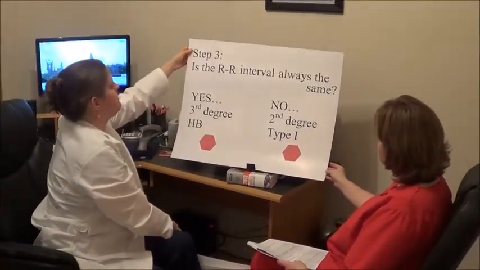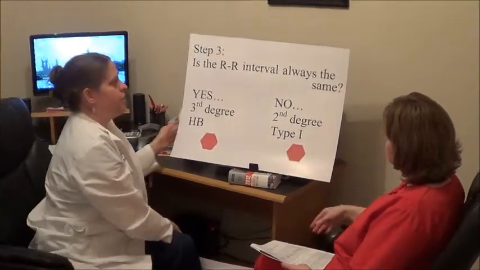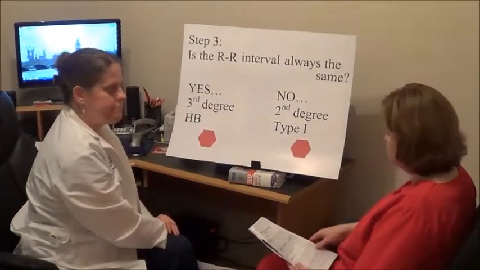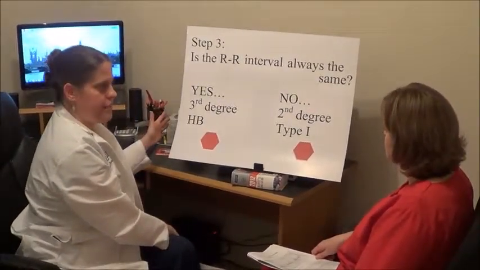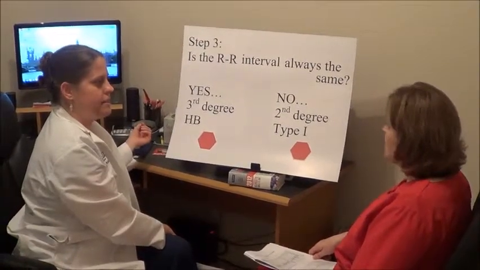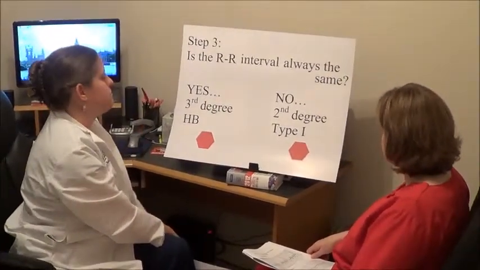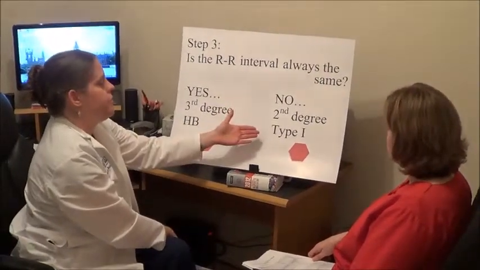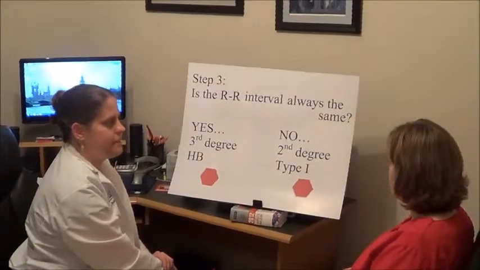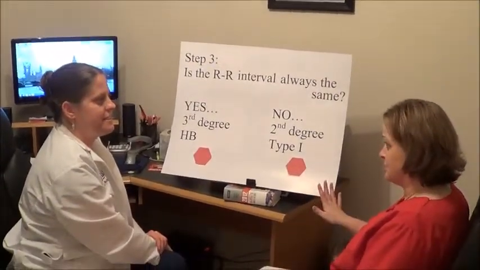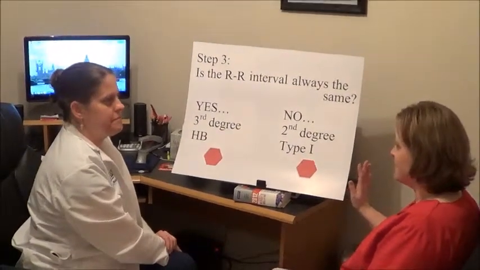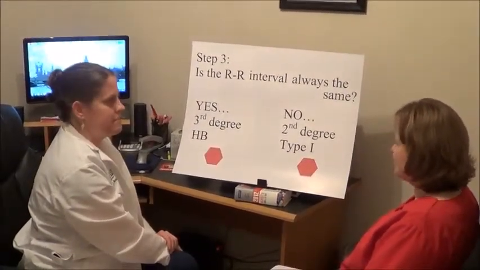All right. Step 3. Is the R interval always the same? Does it march out? Yes, it does. Okay. So, according to the algorithm, if you answered yes, what type of heart block would this be? Third degree heart block, a complete heart block. But if you had answered no, this would have been a second degree type 1. Okay. All right. Now this made it much easier. This was a very simple step-by-step. This is exactly what I needed. This is fantastic. Yeah, algorithms are great.